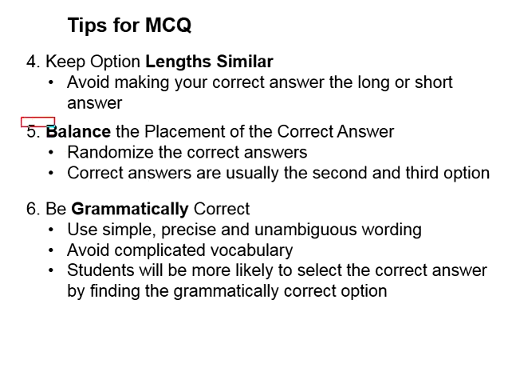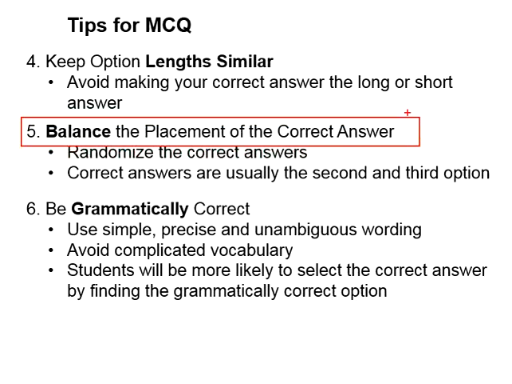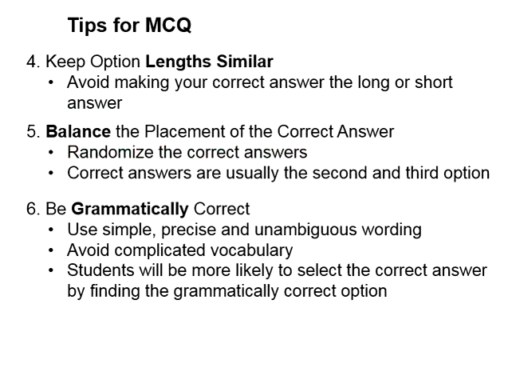Next, balance the placement of the correct answer. You can randomize the correct answers. Try not to make all the correct answers consistent throughout the paper. This will minimize the chances of students spotting the answer without reading through the questions. Normally, we would like to have the correct answers in the second and the third option.